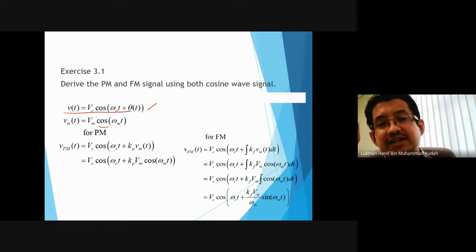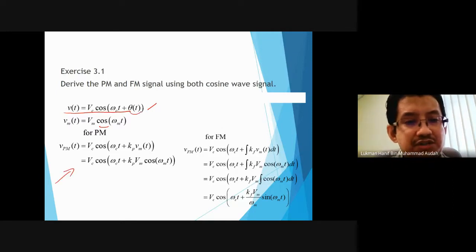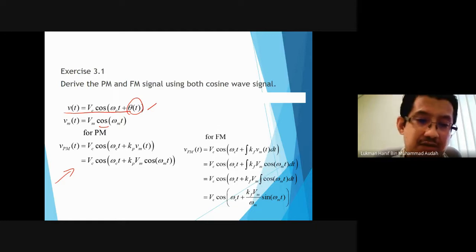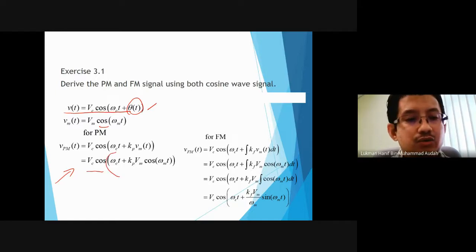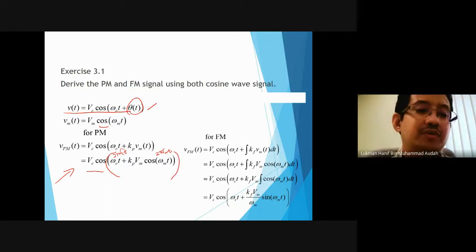So tadi kalau kita guna sin and sin, sekarang kita guna cos and cos. Okay, for PM, we need to change the theta T with KP VMT. So therefore, VC cos big bracket 2 pi Fct. This is omega Ct, which is 2 pi Fc, 2 pi Fct plus Kp Vm cos omega Mt. So this omega M is actually 2 pi Fmt. And then close big bracket. Selesai. Untuk PM, phase modulation.